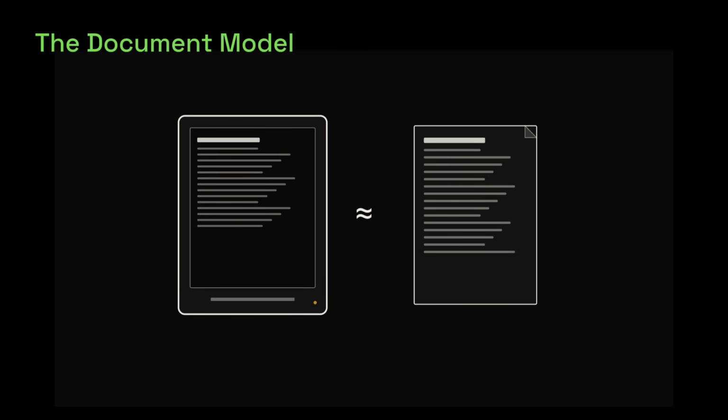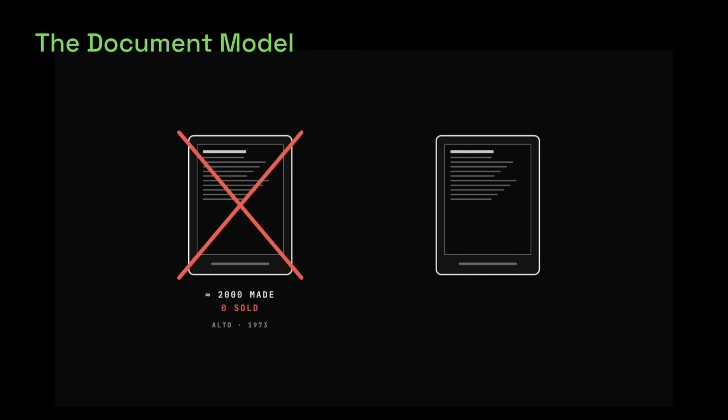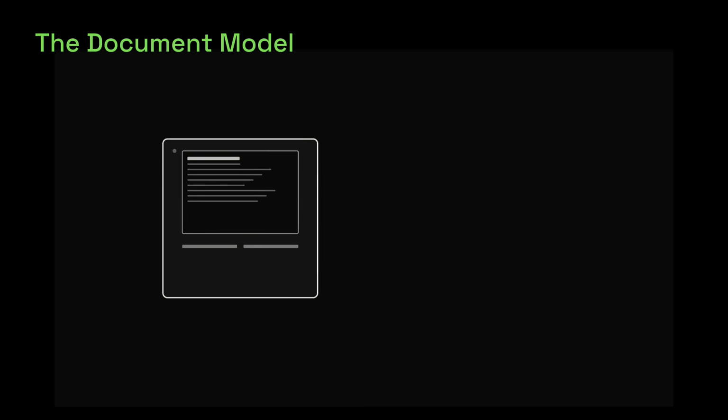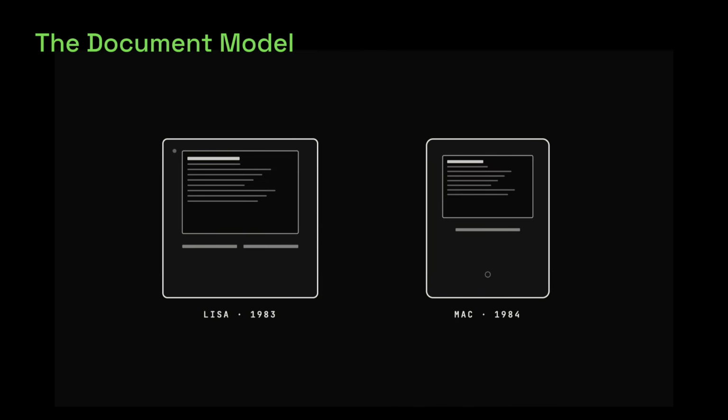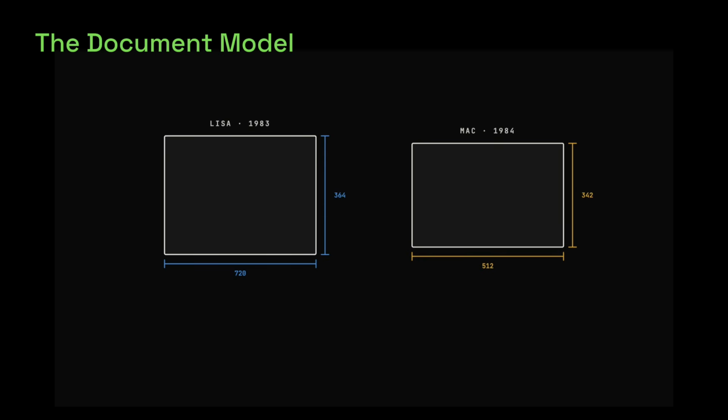The Xerox Alto in 1973 did have a portrait CRT designed to mimic a sheet of paper. That part is true. The Alto was a research machine. About 2,000 of them were made, none sold. And its portrait orientation died with its commercial successor, the Xerox Star, which also sold poorly. The Apple Lisa in 1983 and the original Macintosh a year later both shipped with landscape screens. And both of them did not have the standard landscape aspect ratio we know today. It wasn't even the standard back then.